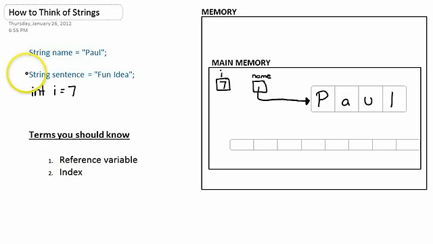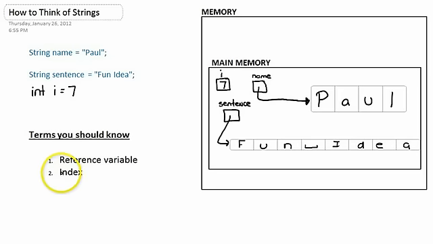Likewise, with this second statement, string sentence equals fun idea, it's going to create a location called sentence. That's the name of the variable. And then it's going to reference or point to where the letters are stored. In this case, it's going to be F-U-N with a space. And often in Java, we'll represent a space like this, idea, I-D-E-A. And that is why these are called reference variables, because the variable location doesn't store the actual word, it stores the memory location where the word is stored.